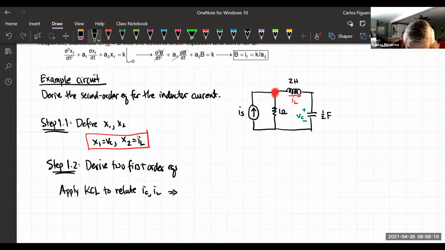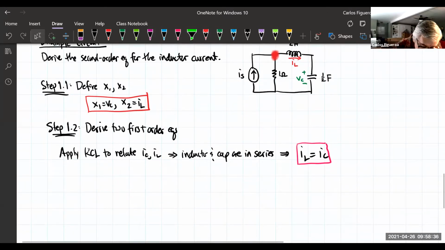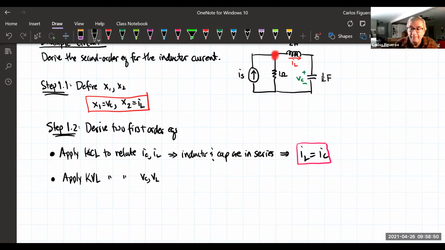So this tells us that the inductor and cap are in series. That implies that the inductor current must be the same as the capacitor current. Now I do the exact same thing; this is a 3-step process. So now what am I going to do? I'm going to apply KVL to relate VC and VL.